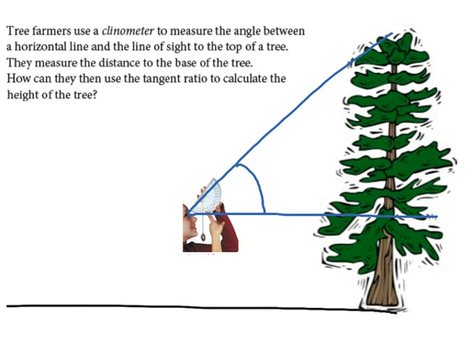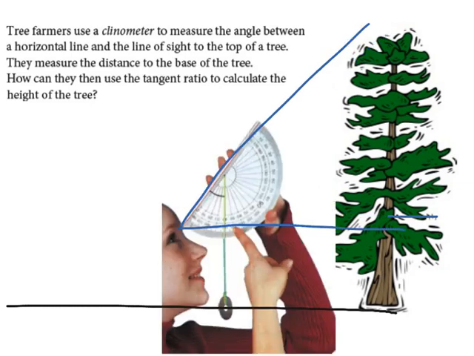However, this angle that she's measuring is not the same angle as depicted in the picture. Let's increase the picture size to show you this angle. The picture that this girl has in the clinometer is 40 degrees. But in fact, the angle that is perceived here is not 40 degrees. It's actually 90 minus 40 degrees, which is 50 degrees.